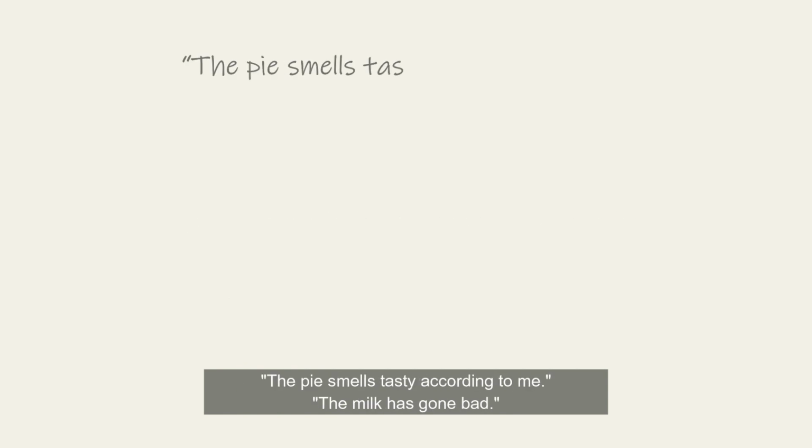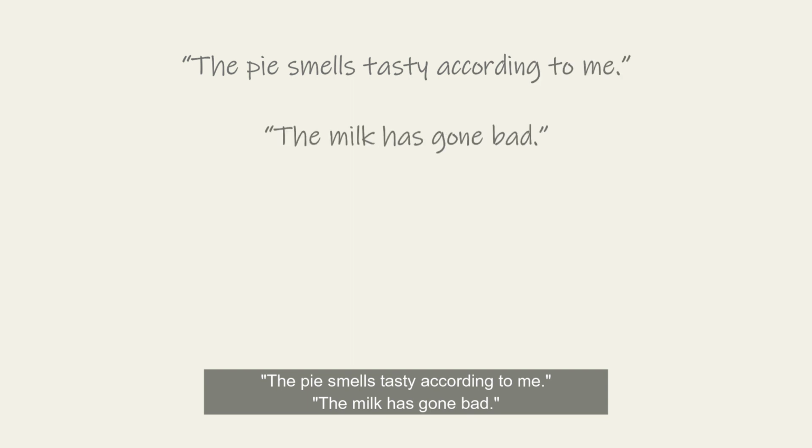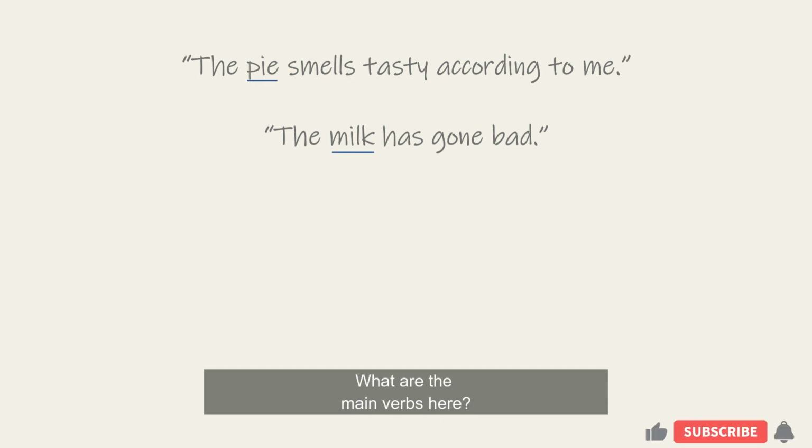Alright, so I want you to go through these examples now. The pie smells tasty according to me. The milk has gone bad. What are the subjects here? Pie and milk. That's absolutely right. What are the main verbs here? Smells and has gone. Right again. So what are the direct objects? Tasty and bad. Isn't that correct?